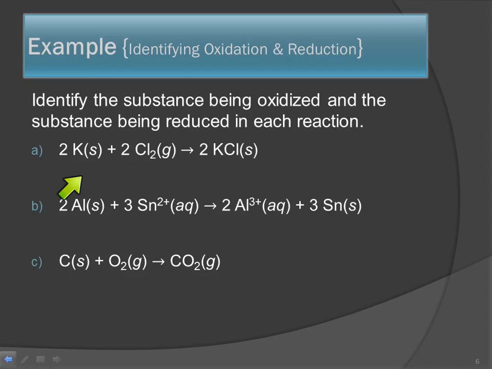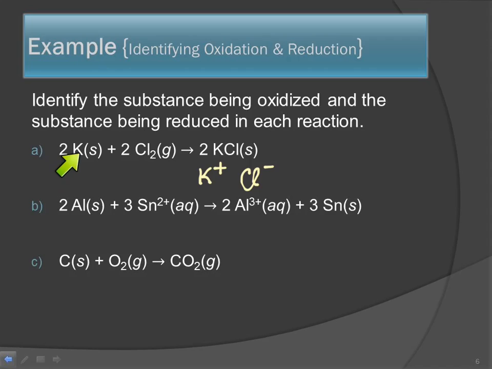So this first one, there's no oxygen in here to look and see what's gaining oxygen. So we need to use the definition in terms of electrons. Our product here is an ionic compound. What kind of an ion does potassium form? A +1. And chloride has what charge? -1. So here we had two elements, potassium and chlorine.